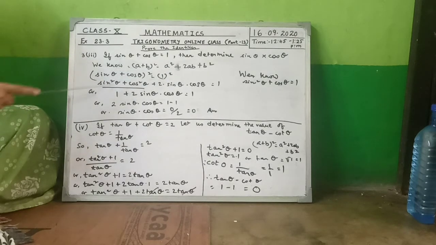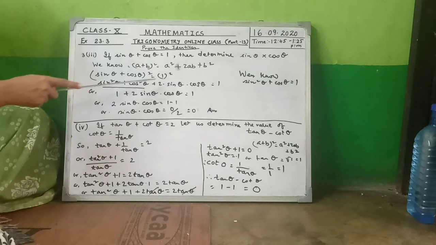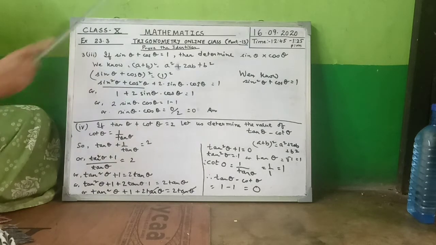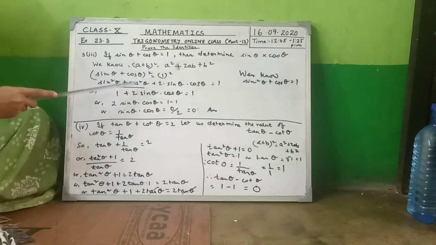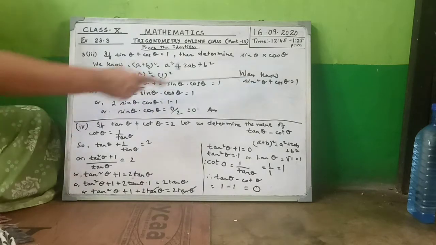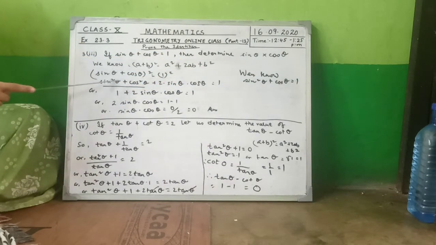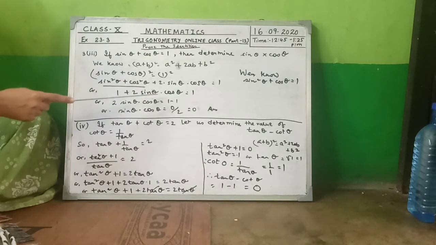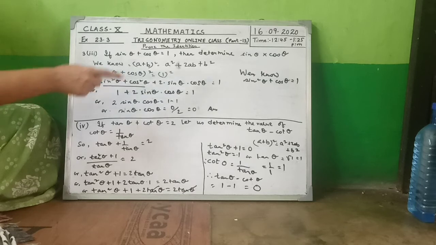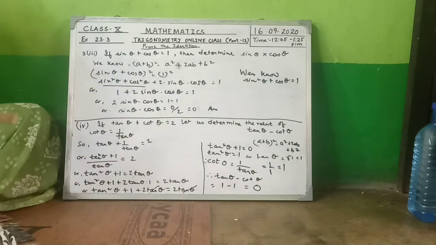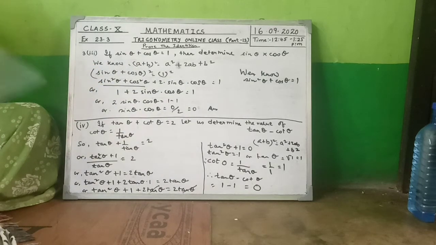So what we are getting, sin square theta plus cos square theta plus 2 into sin theta into cos theta. We know sin square theta plus cos square theta as per identities. Sin square theta plus cos square theta is equal to 1. So instead of writing sin square theta plus cos square theta, we will write 1 plus 2 into sin theta into cos theta, that is equal to 1. 2 sin theta into cos theta, we don't know what it is.